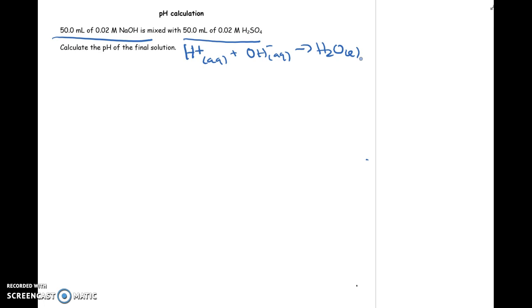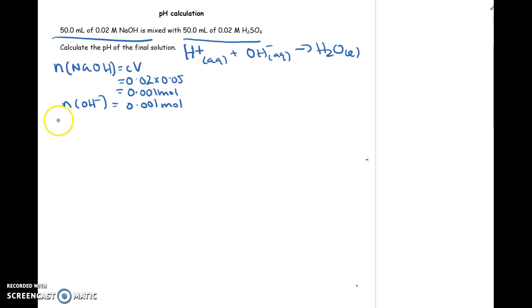For any stoichiometry, I have to find a mole. So that's what I'm going to do now. I'm going to find the number of moles of sodium hydroxide, which is equal to CV. So the concentration is 0.02 times 0.05 for the volume, which is 0.001 moles. Now the number of moles of hydroxides will be the same because each mole of sodium hydroxide dissociates to release one hydroxide ion.